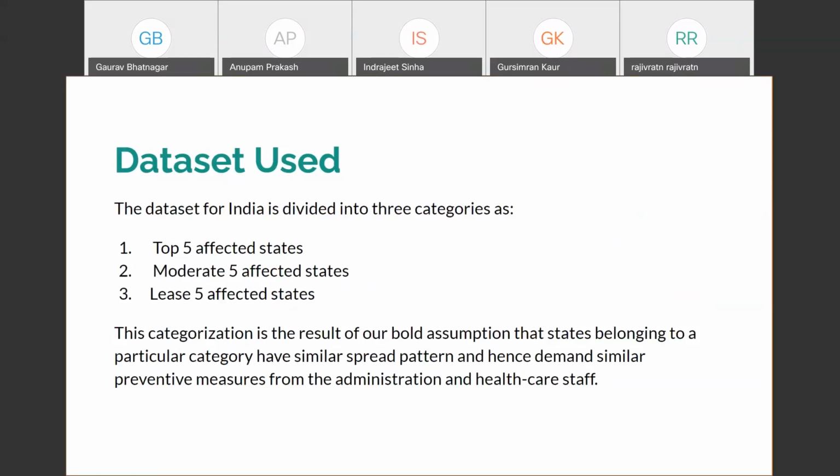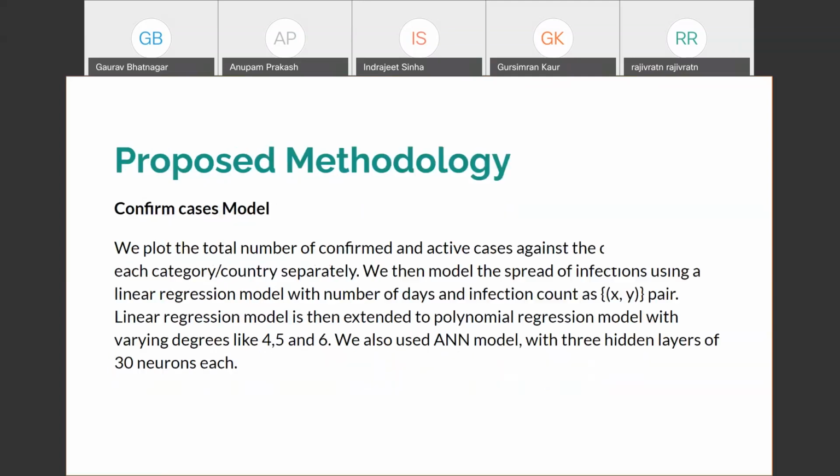because the rate of spread of virus will be proportional to the active cases that are present in those states. So if the number of cases are high, then obviously the growth will be exponential as compared to the least 5 affected states, and that is why we have made this division. Now, coming to the proposed methodology, we tried to use three approaches.